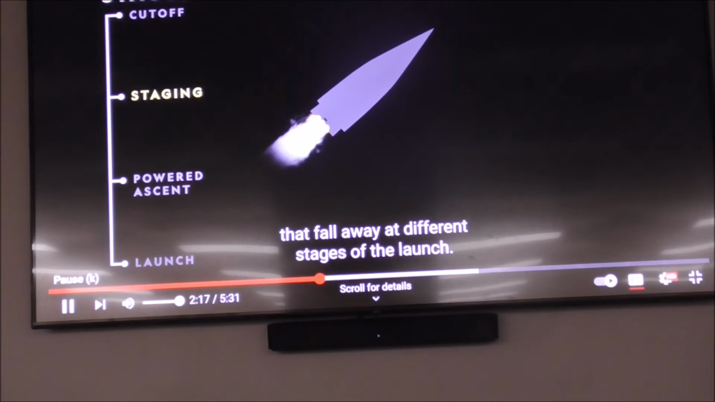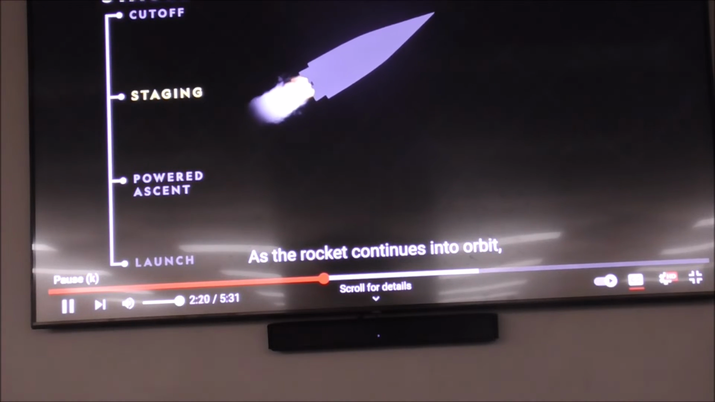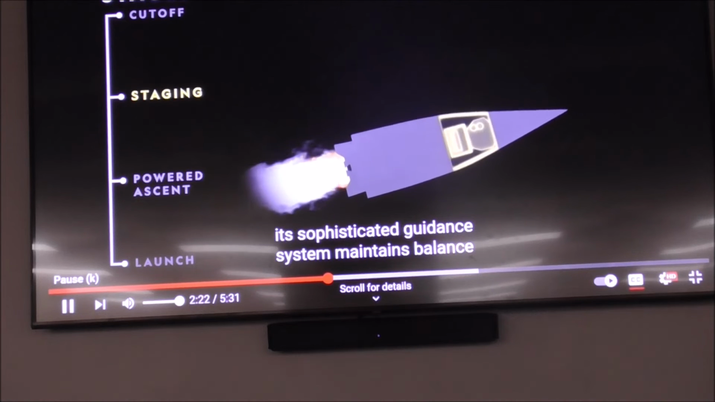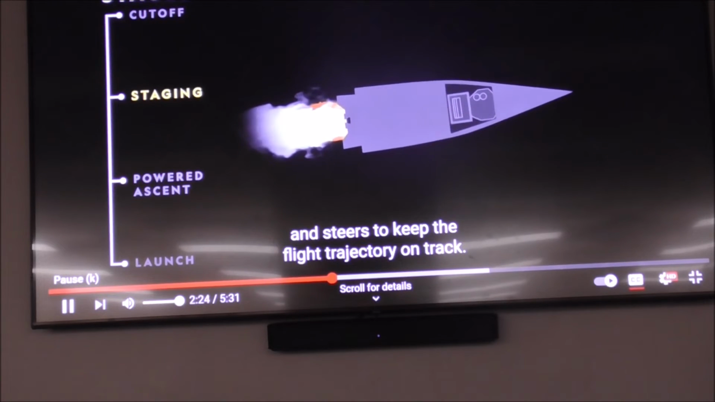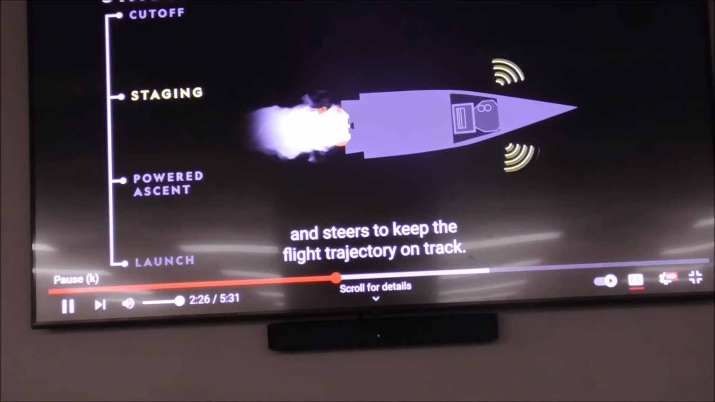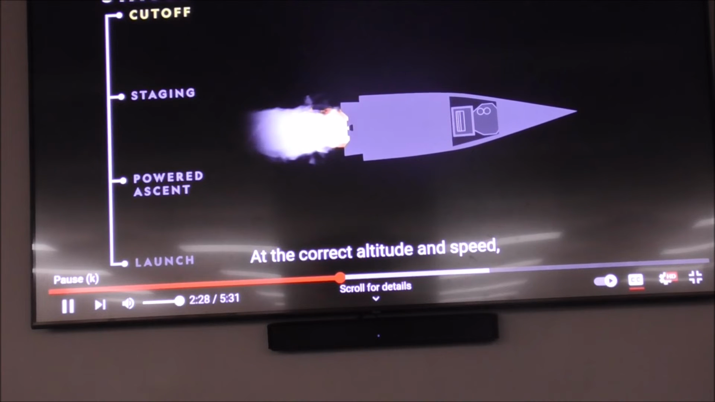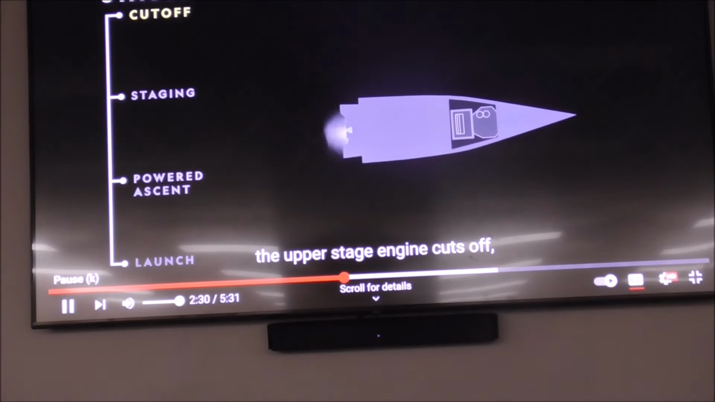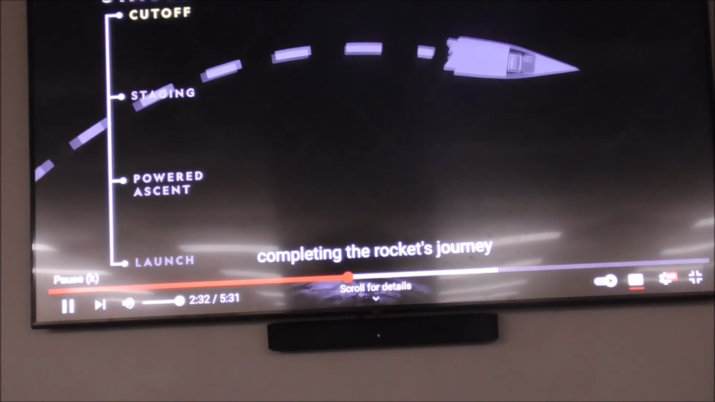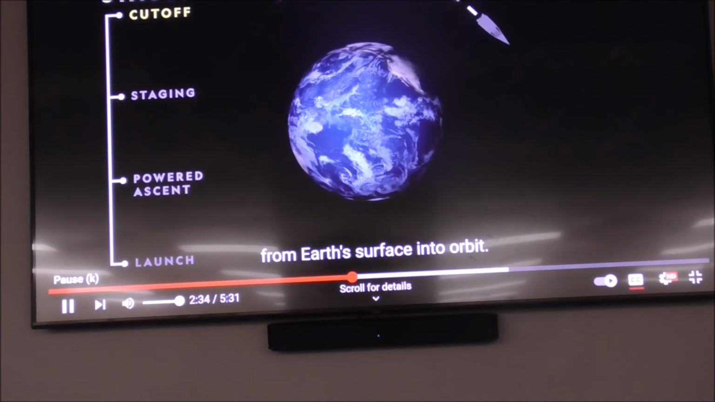As the rocket continues into orbit, its sophisticated guidance system maintains balance and steers to keep the flight trajectory on track. At the correct altitude and speed, the upper stage engine cuts off, completing the rocket's journey from Earth's surface into orbit.